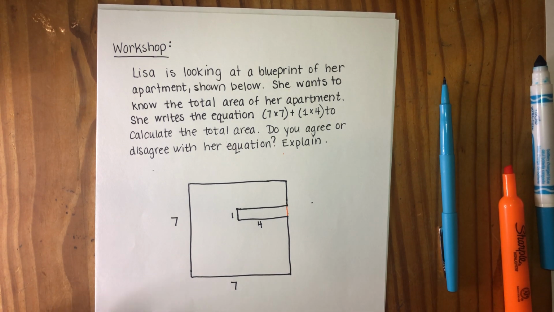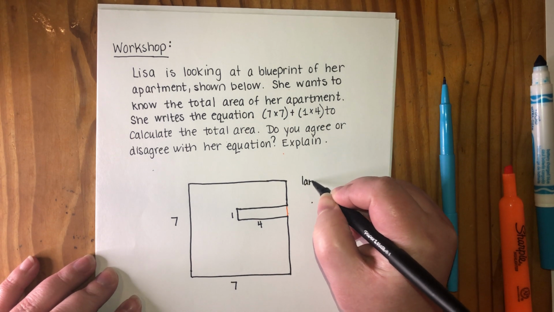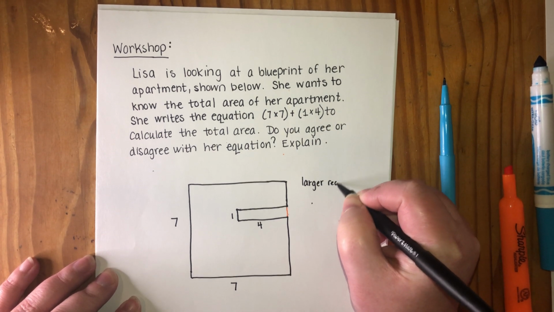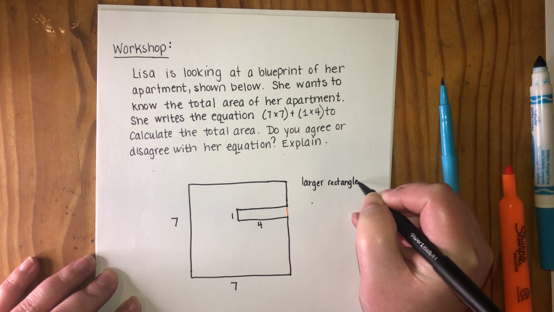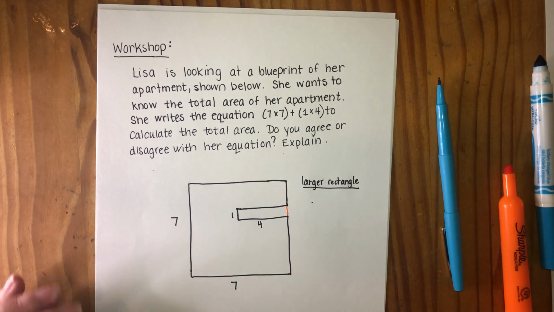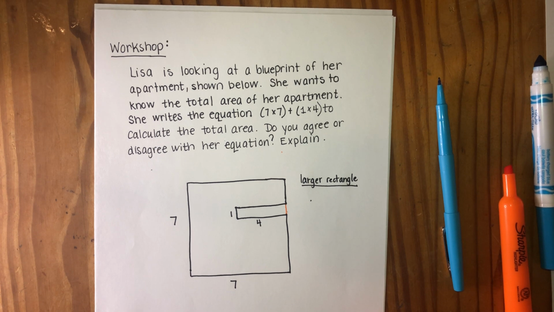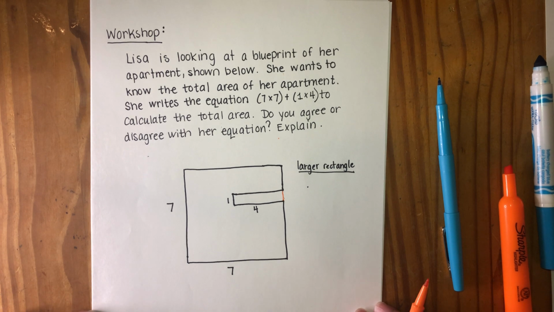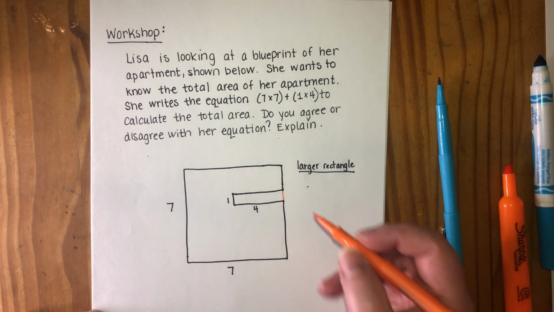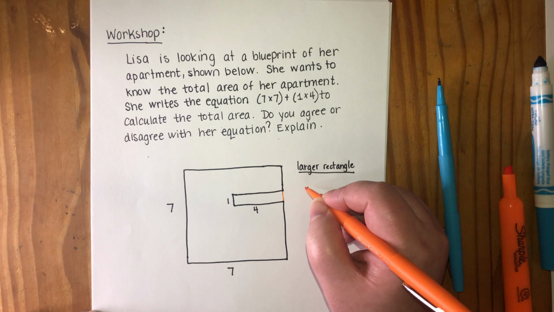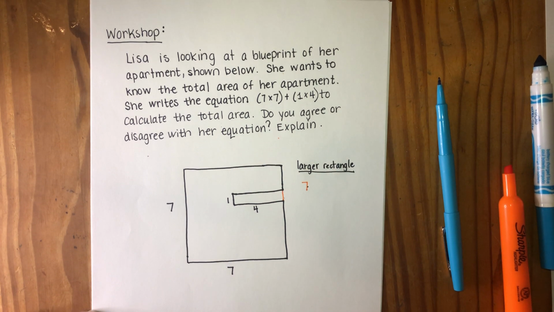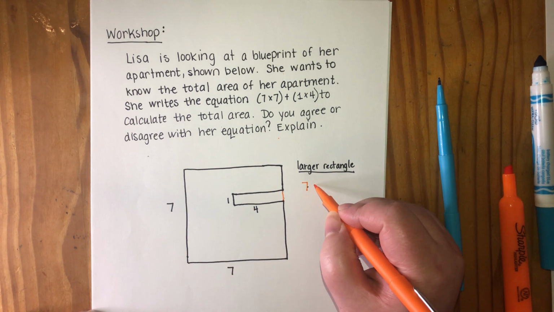Right. We want to find the area of the larger rectangle by multiplying the length and the width. What is the length of the larger rectangle? Correct. The length of the larger rectangle is 7 units. What is the width of the larger rectangle? Yes, the width is also 7 units.